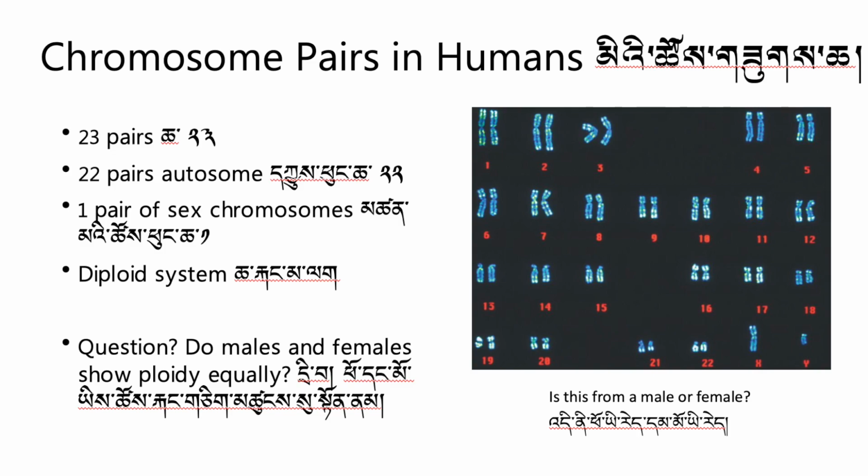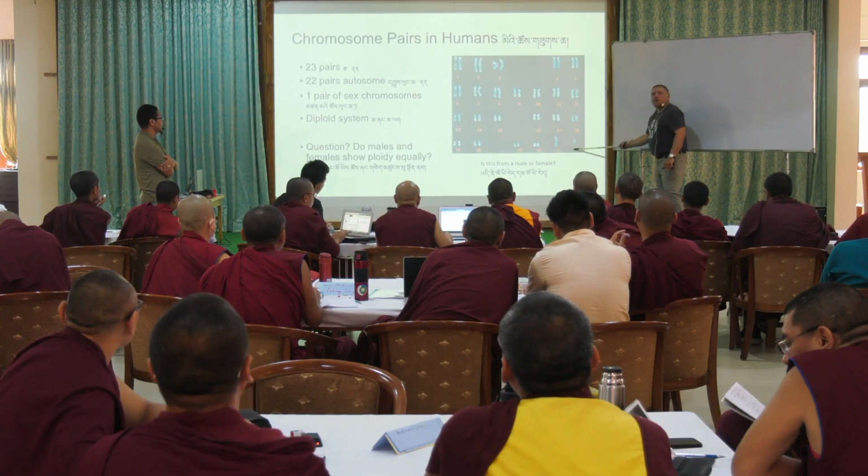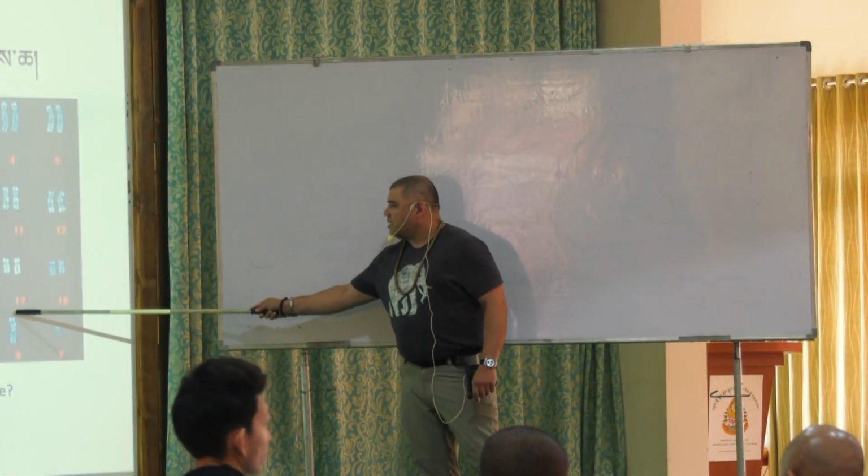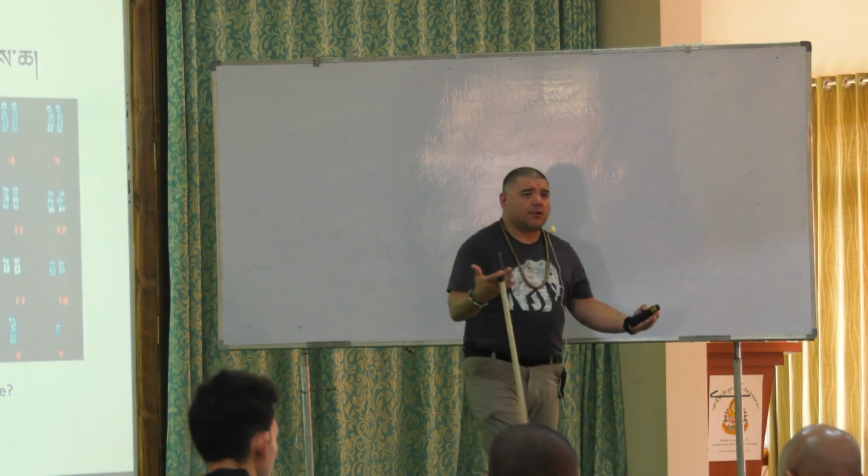Absolutely. The easiest way to know is that we have an X and a Y, right? If there were two X's and the X was identical to this one, it would be a female karyotype.